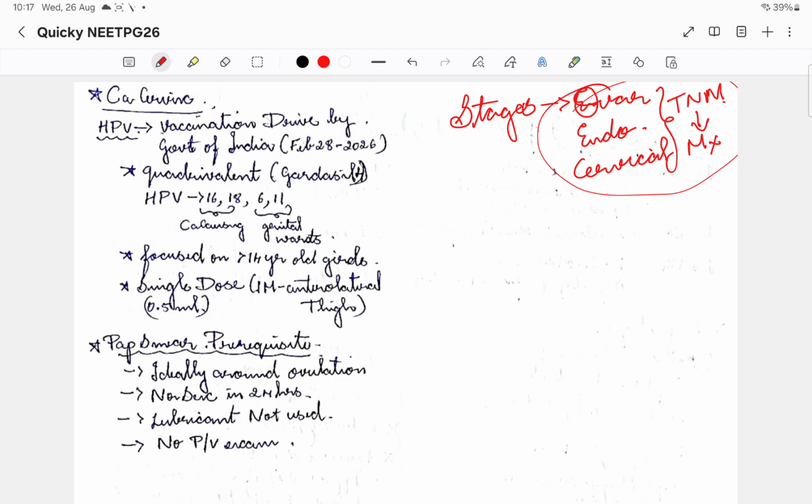Okay, so coming to CA cervix, the reason why I want to teach you is because of the HPV vaccine.